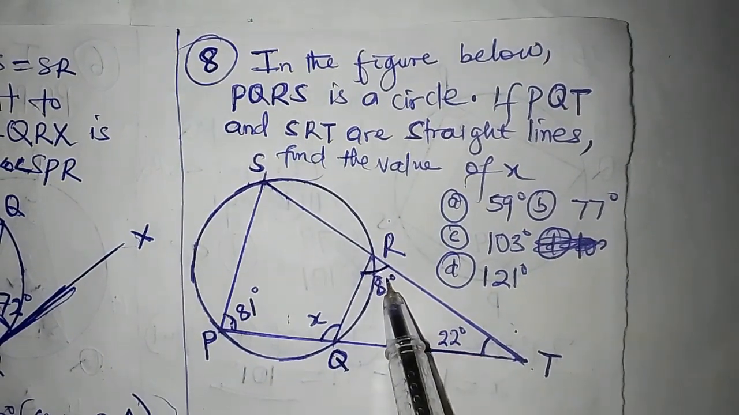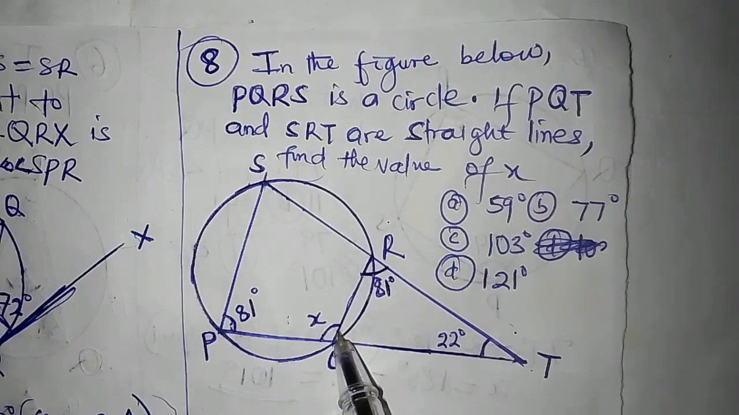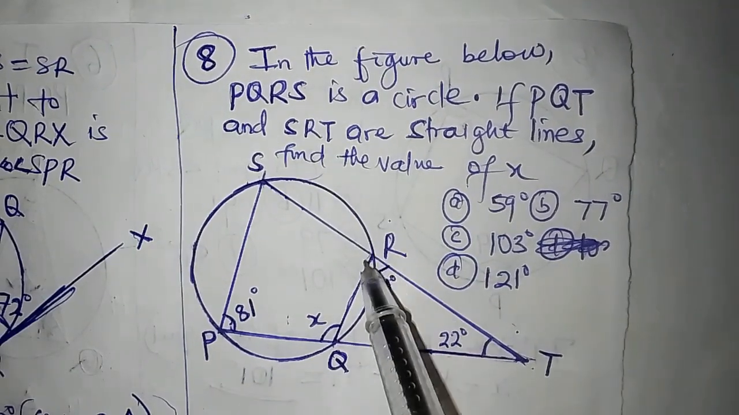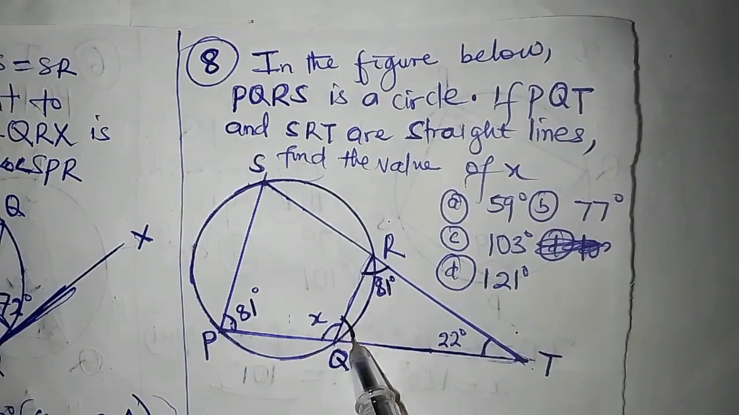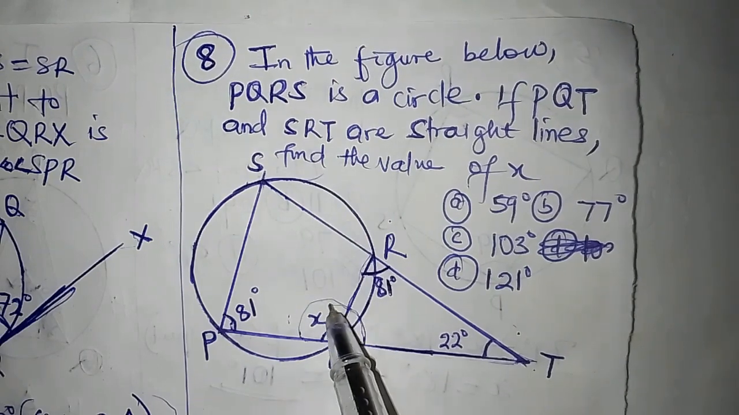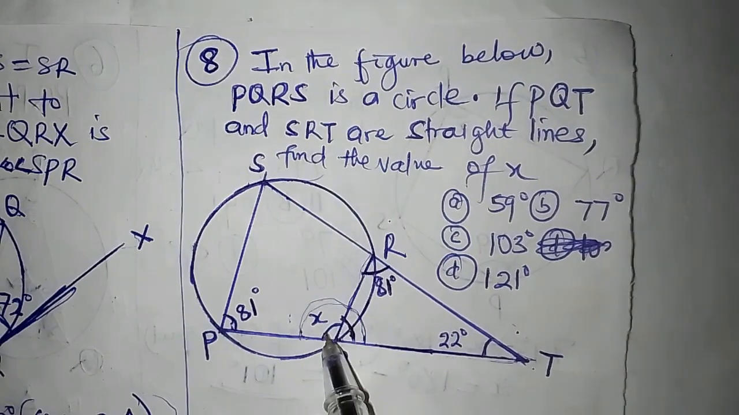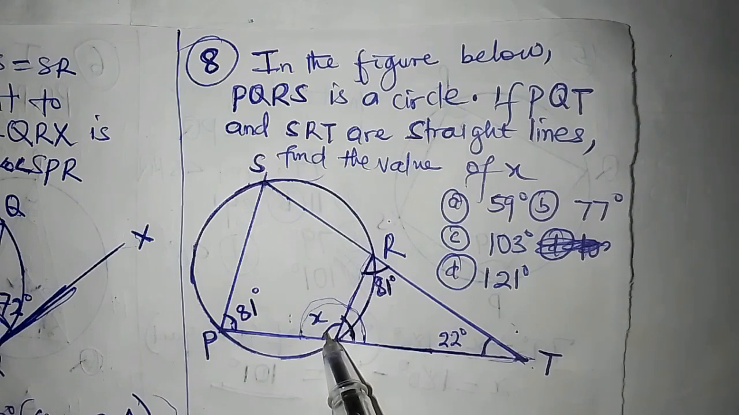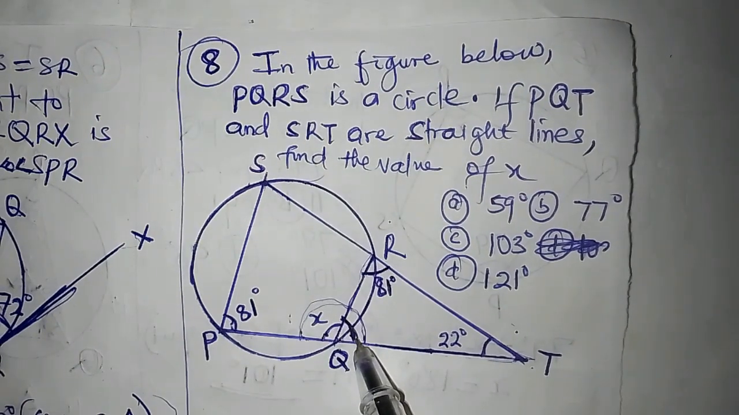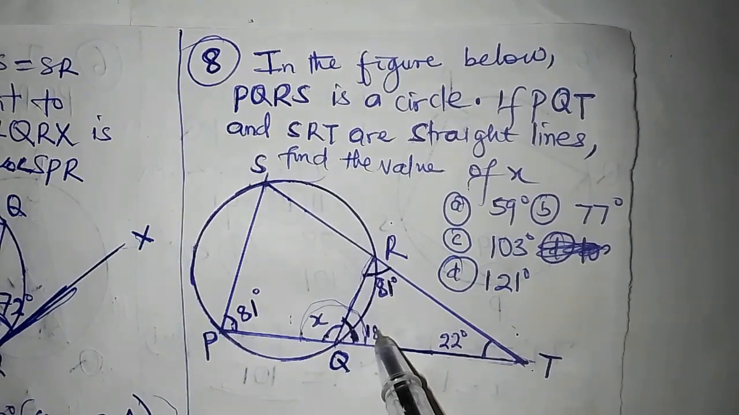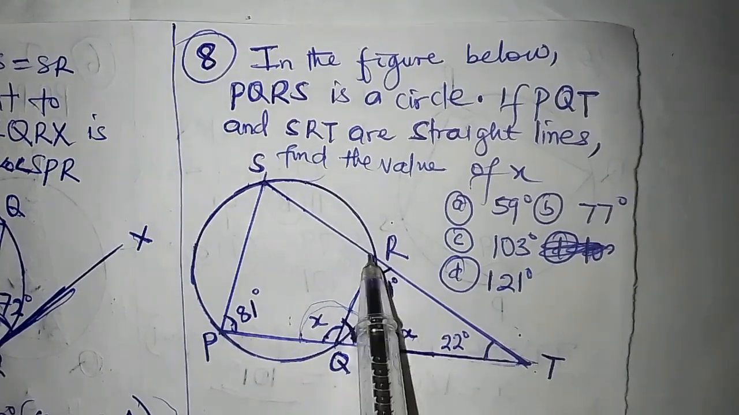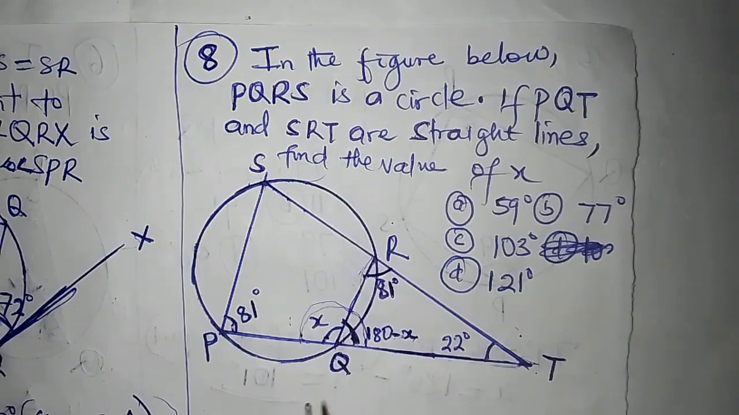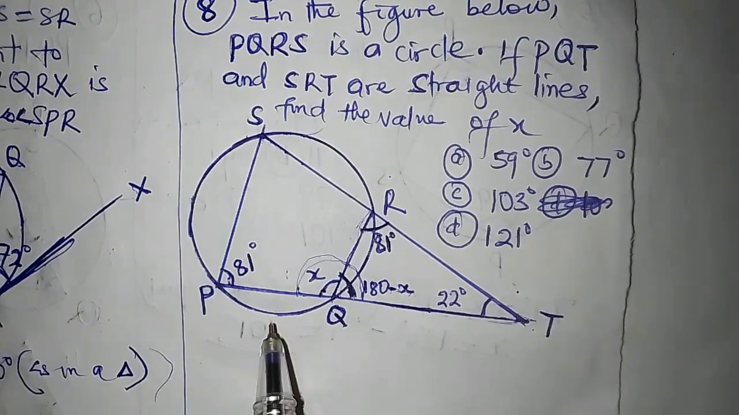Alright, if this angle is 81 and this is a triangle, can I get this angle? Yes, I can get it. Everything here is sum of angles in a straight line. Part of it is already X. It means that the remaining part is 180 minus X, since sum of angles in a straight line is 180. So this one is 180 minus X. Good. So my triangle is complete. I can now solve for X using sum of angles in a triangle.